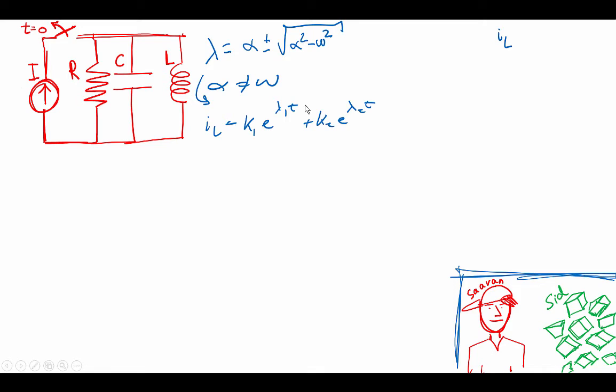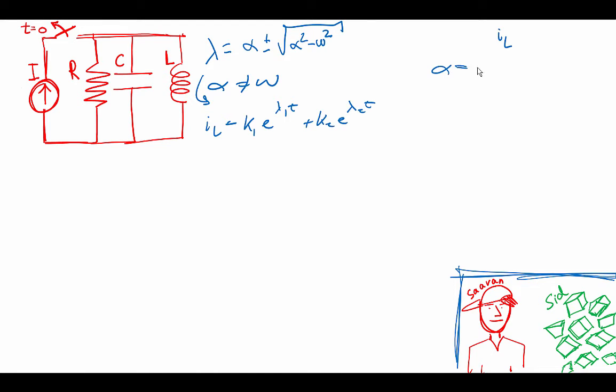Cool. And what are K1 and K2? Those come from our initial conditions, which we calculated before. And we can go back at the very end and figure out what those will be. But what if alpha is equal to omega? Then we have to deal with our critically damped case.